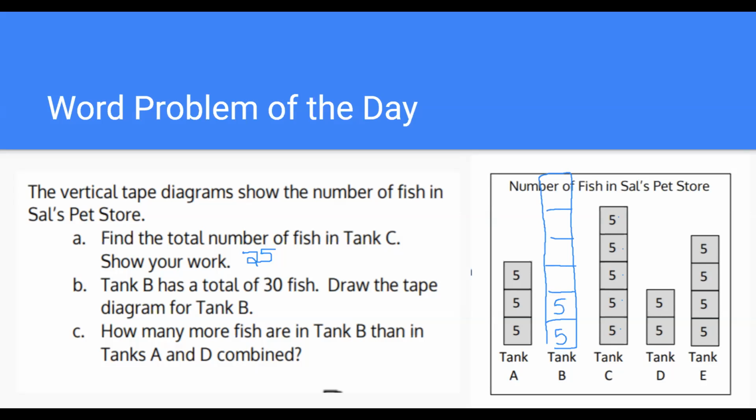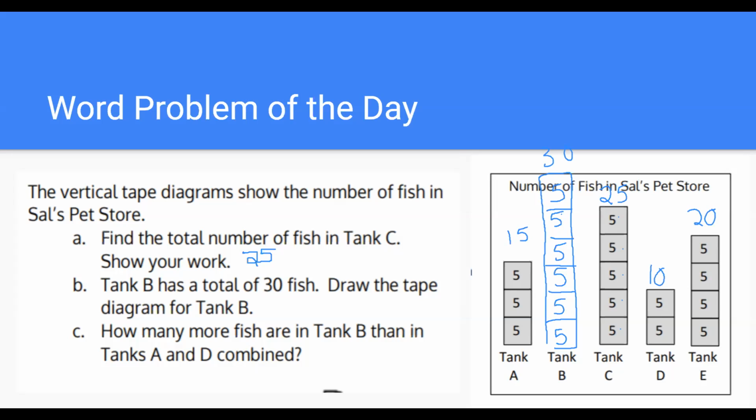If you don't have your notebook out or you don't have paper, please make sure that you are really following along. If you'd like to recreate this in your notebook, you can do that. How many more fish are in tank B than in A and D combined? Well, before I do that, this is something I like to do with vertical tape diagrams and with bar graphs. I like to put the total value above each of the tape diagrams or bars, because then when I go to solve problems, it just helps me look at numbers a lot quicker.